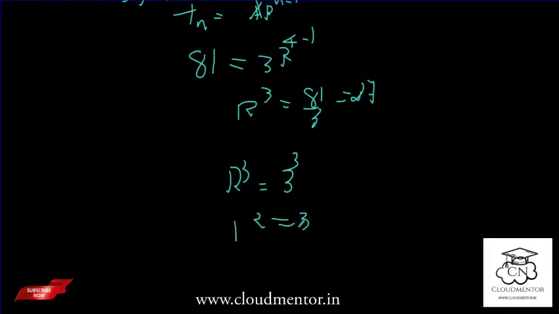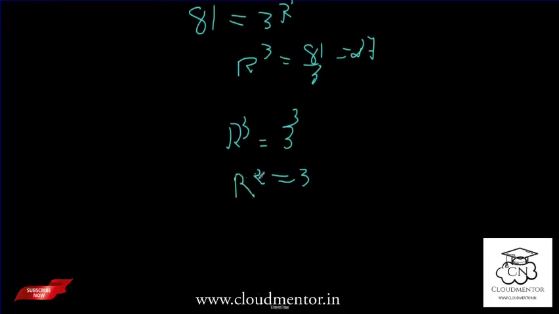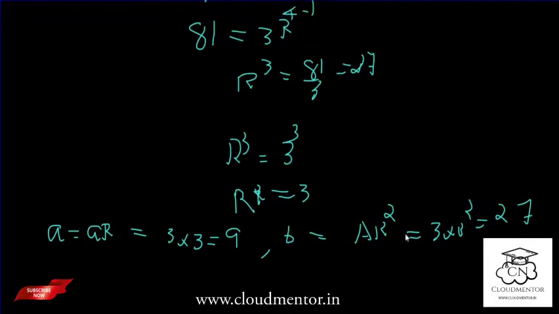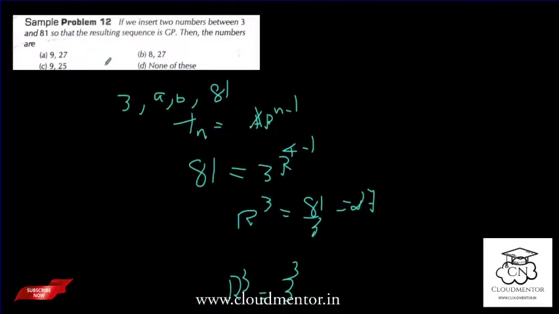We got r equal to 3, and now we have to find the numbers a and b. So we can find a, which is the first term times r, that is 3 times 3, will be equal to 9, and b is ar square, that is equal to 3 times 3 square will be equal to 27. So let's look at the options: 9 and 27, that is option A is the right answer. Option A is the right answer.